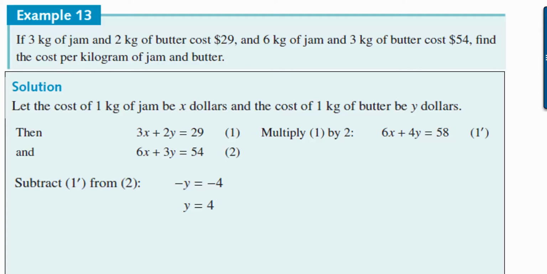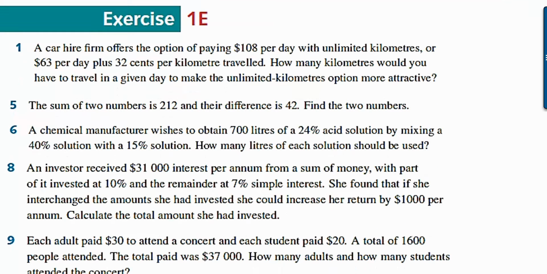So equivalent quantity. Okay? You do that. Now they want you to subtract. You get 6x minus 6x. Nicely, it cancels out. And then 4y minus 3y gives you y. 54 minus 58, negative 4. Y equals 4. Okay? Substitute it back to find x, and voila, you got x and y. But remember, what do they represent? Jam and butter per kilogram. Okay? That's it. Exercise 1E. Simple. You've got your sheet, and I'm going to upload this video in case you need it.